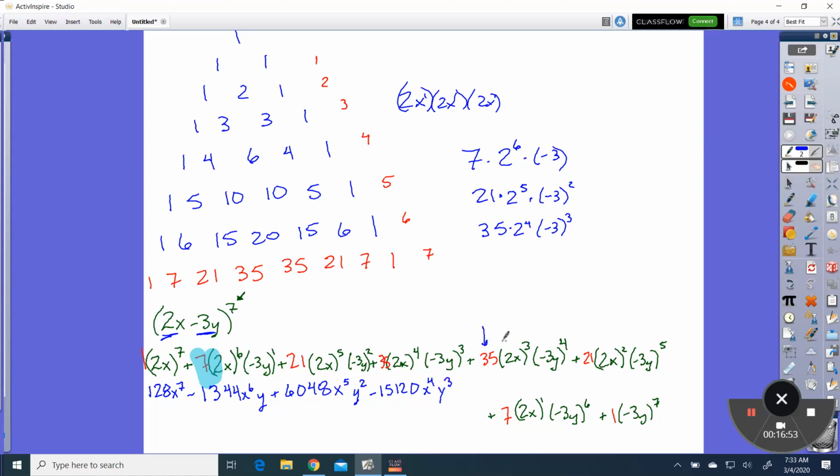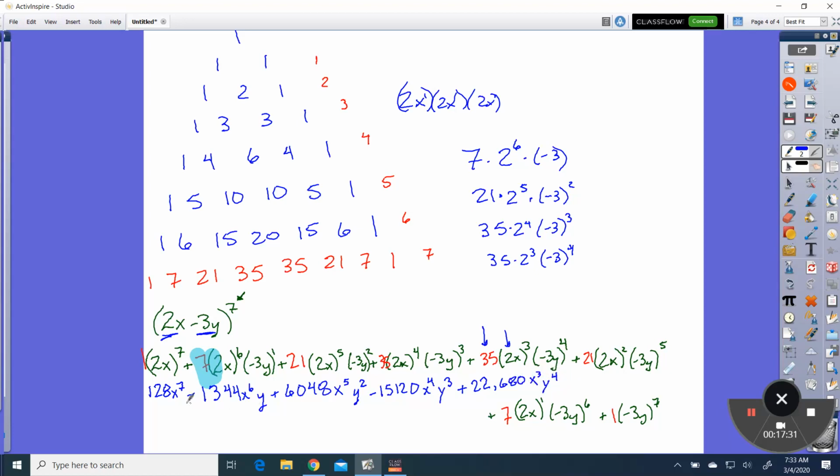So the next one has 35, a 2 to the 3rd. That's the same number? Yeah, because the last one was 35. But they are a little bit different because the 2 and the 3 have different powers on them. So 35, 22,680 x cubed, y to the 4th.